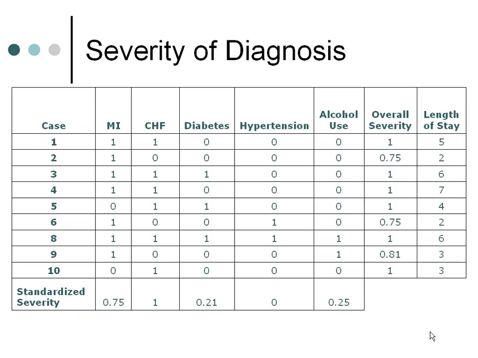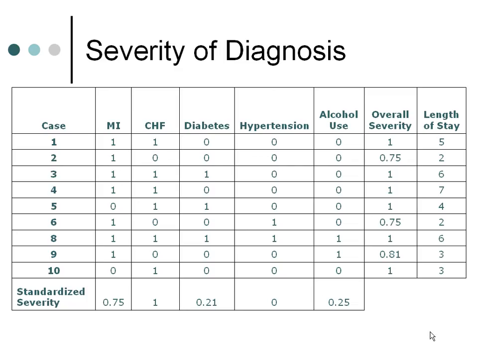Next, the severity for each diagnosis was calculated. They are listed at the bottom of each diagnosis column. The severity indices range from 0 to 1, with 1 being the most severe. As can be seen, CHF, or congestive heart failure, is the most severe single diagnosis with a rating of 1, while hypertension had the lowest severity with 0.